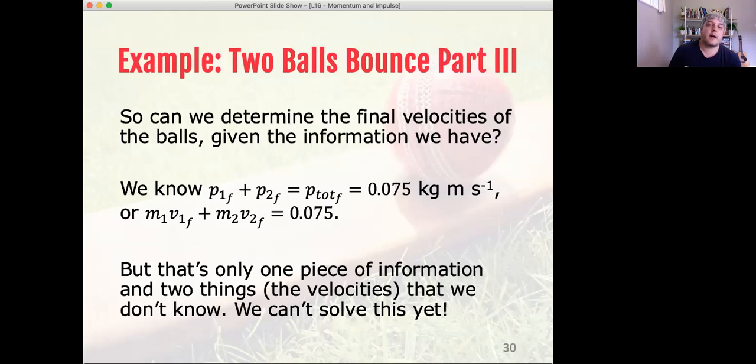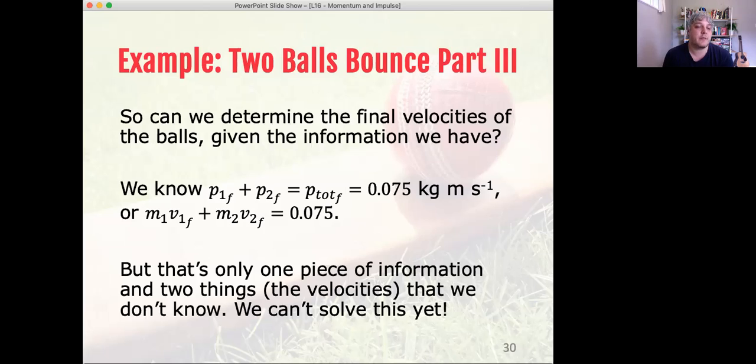Can we then determine the final velocities? No, we can't, because we don't know enough information. We know that the two final velocities will result in two final momentums, which add together to give that total final momentum. So we know m1 v1 final plus m2 v2 final is equal to 0.075 kilogram meters per second.